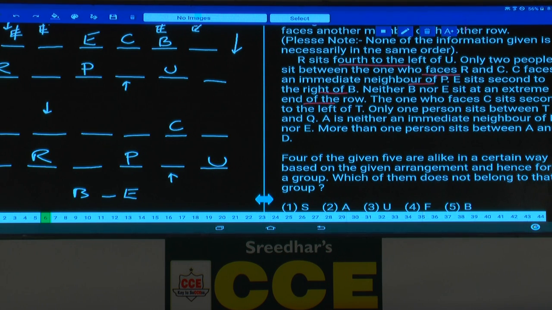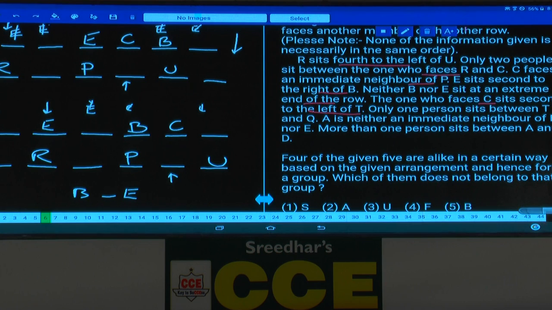And similarly, coming to this one, E cannot be at this place, and E cannot be at this place, and E cannot be in any one of these places. And the only place left over is E. Now this E is seated second to the right of B. And the one who faces C sits second to the left of T. Now the one who is facing C sits second to the left of T.